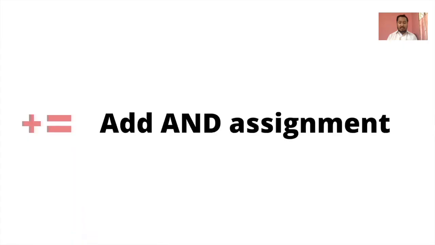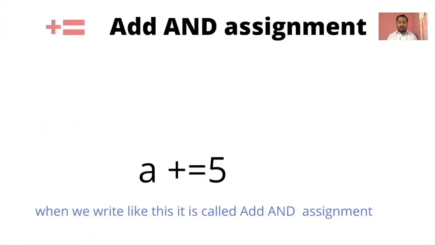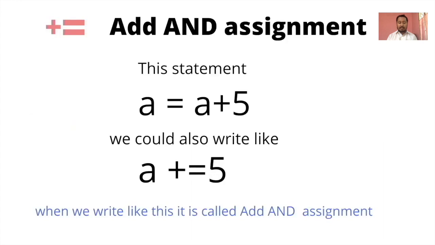In this video, we will cover assignment operators in Java. In Java, we use assignment operators to assign value to a variable. This is the add AND assignment operator (+=). It works by adding the left-hand side variable value to the right-hand side variable or value and then assigning the result back to the left-hand side variable. For example, a = a + 5 and a += 5 have the same result.